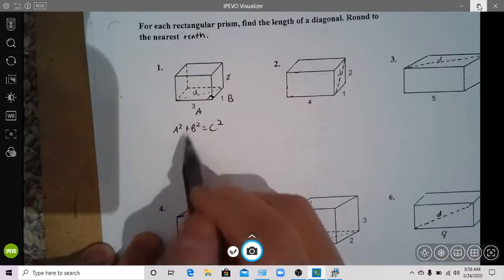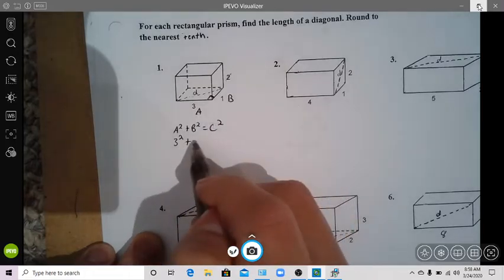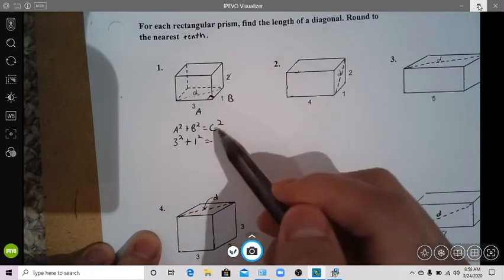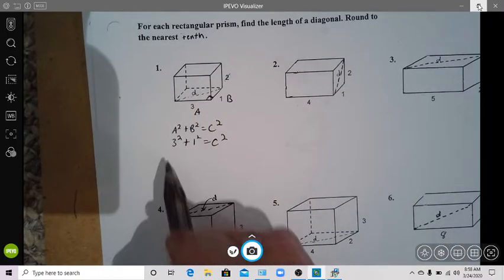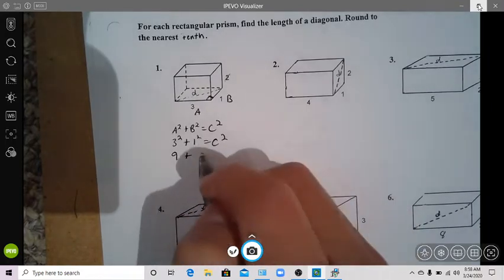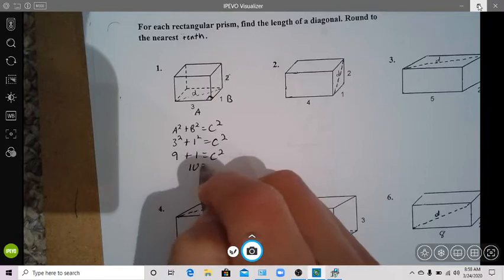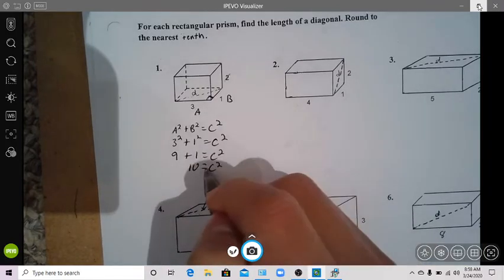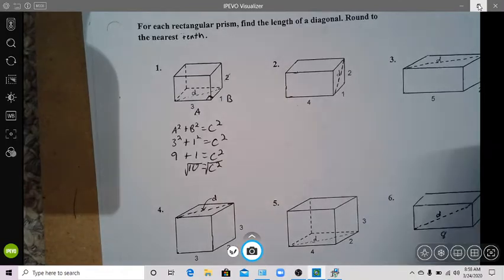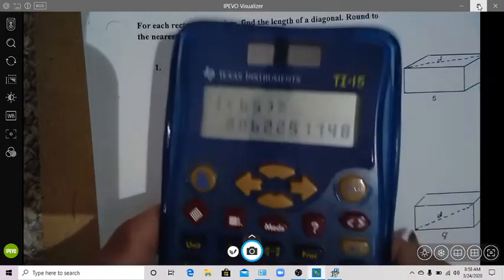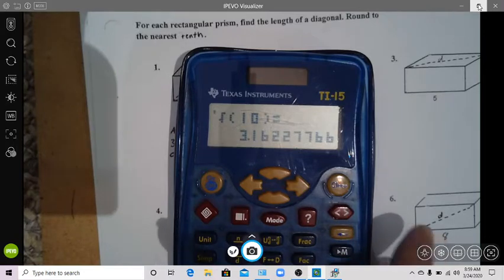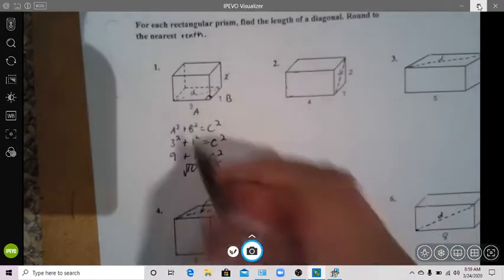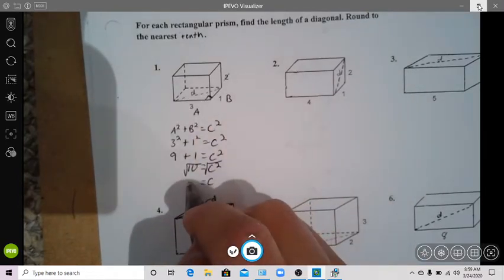So A is 3, so 3 squared, plus B is 1, so 1 squared, equals, and the D is actually side C, right? That's the hypotenuse, so C squared. 3 squared is 9, plus 1 squared is 1, equals C squared. So you got 10 equals C squared. You have to take the square root as your last step, and this is when you get your calculator out. So square root of 10. It's 3.2. We're going to round to one decimal place just like they want you to do in IXL. So the side D, the diagonal there, is 3.2.